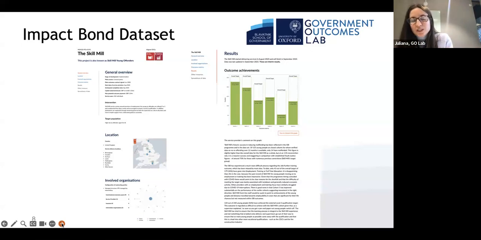This is what the project page in the impact bond data set looks like for the Skill Mill. You see that there is much more data. There is data on the investment, data on the maximum potential outcome payments. There is data on the type of intervention that they are working with, on the type of cohort, the target population, the different places where they are delivering the service, the different organizations that are involved in this project.